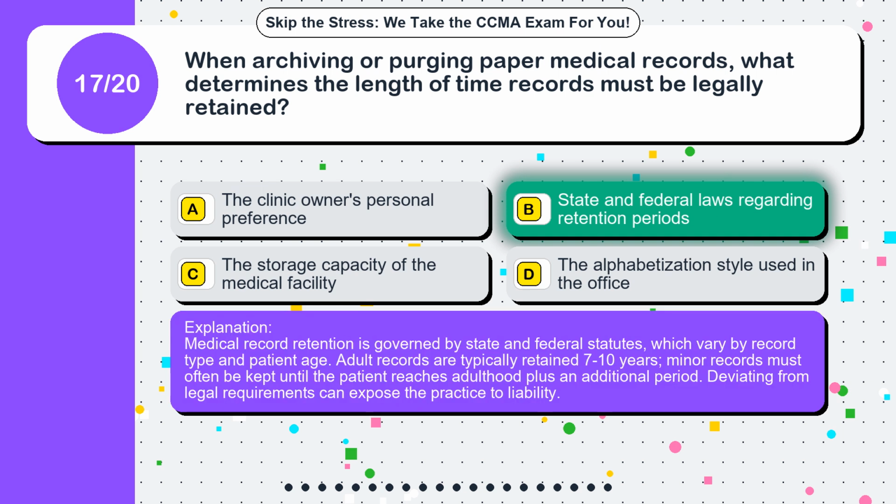Medical record retention is governed by state and federal statutes, which vary by record type and patient age. Adult records are typically retained 7 to 10 years, minor records must often be kept until the patient reaches adulthood plus an additional period. Deviating from legal requirements can expose the practice to liability.